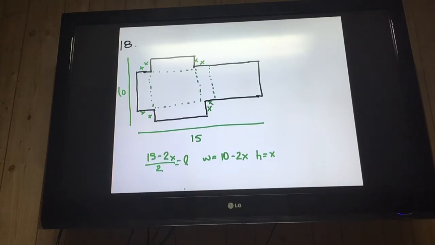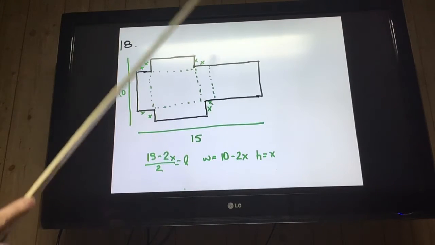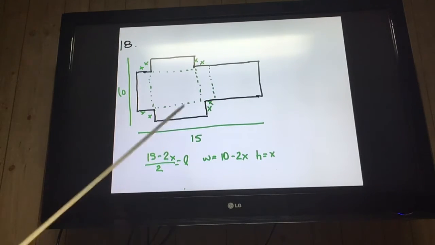All right, number 18. We're designing a box with a lid. So here's our picture here. Basically we took a piece of cardboard that was 10 by 15. We cut out squares here, that was x, and we cut out a rectangle here that was x. But this part here is also x, as they show, because it's going to equal this base. So we're going to fold it on these dotted lines. This part folds up and becomes the cover. These fold up to be the sides.